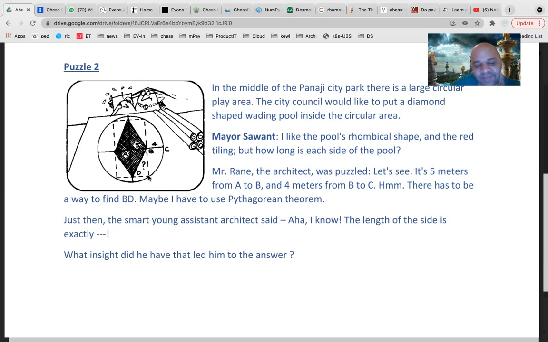Are you following me? Yes, sir. Right, E. Now, if A to C is 9 and this point E is also on the edge of the circle, then what will be the length A to E? It is the radius of the circle. So it will be 9, right? Are you following me?